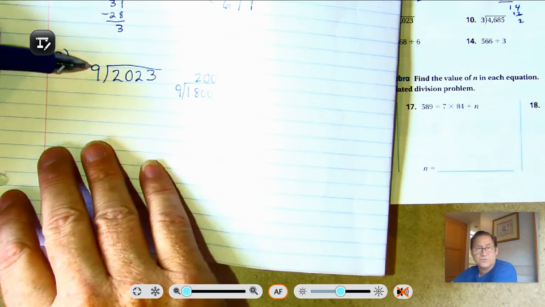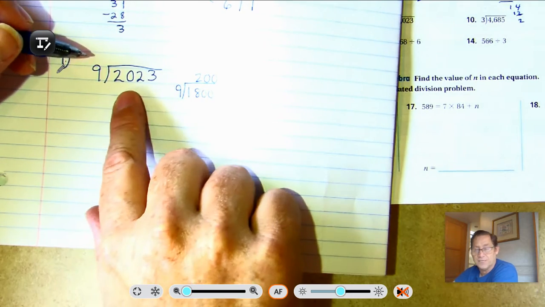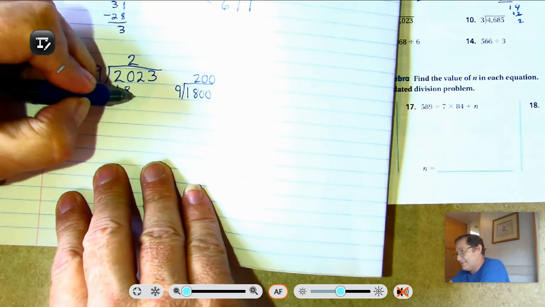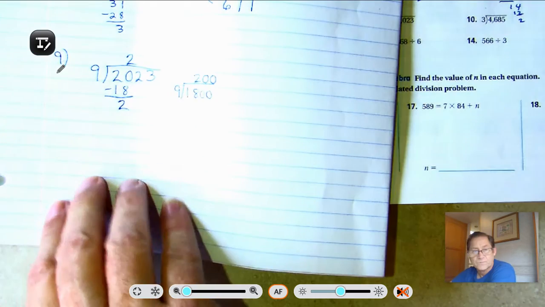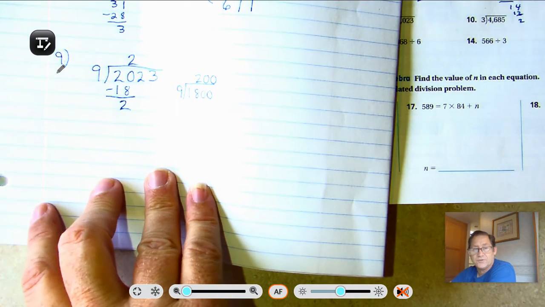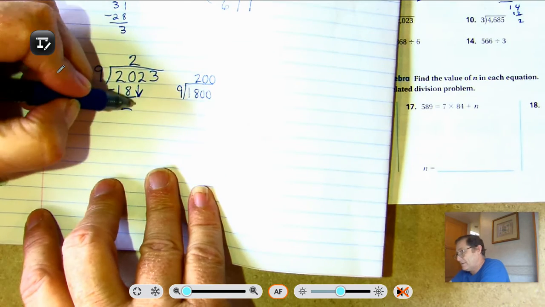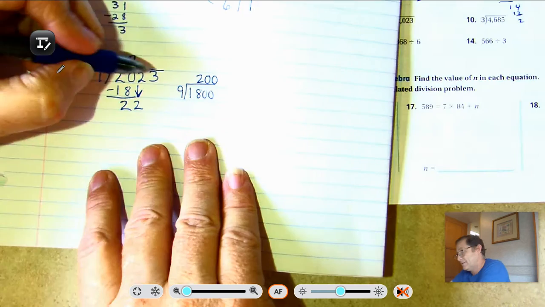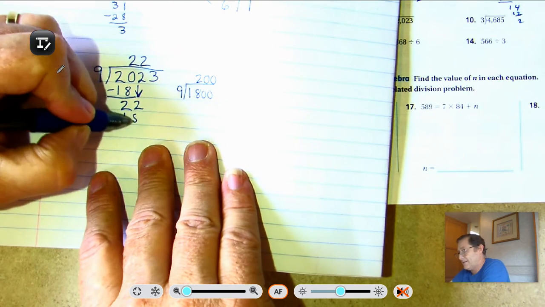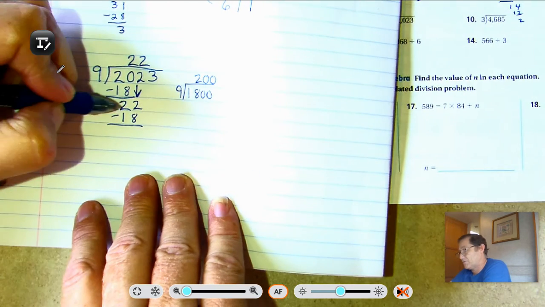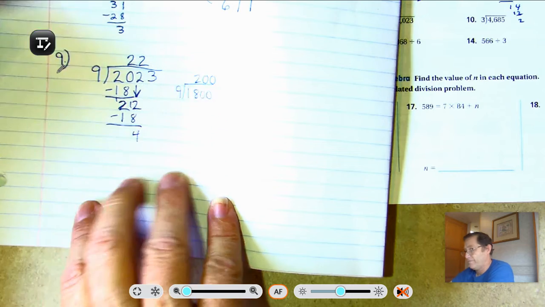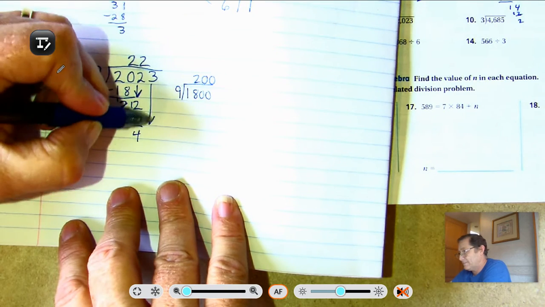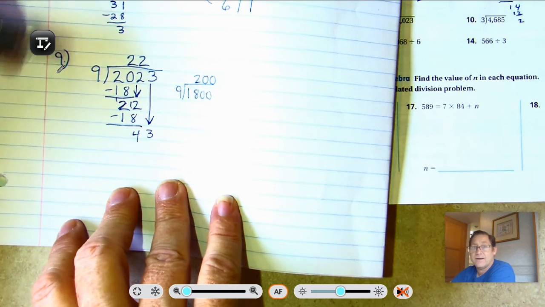So we expect an answer close to 200. I can't share 2 thousands with 9 groups, so I'm going to trade those for 20 hundreds. And 9 times 2 hundreds is 1800, which leaves me 200. I'm going to trade those for 20 tens. Bring down my 2 tens that I already have. So 22 tens divided by 9 is 2 again. 9 times 2 is 18. Subtract. We're left with 4 tens. I'm going to trade those 4 tens for 40 ones. 43 ones divided by 9.